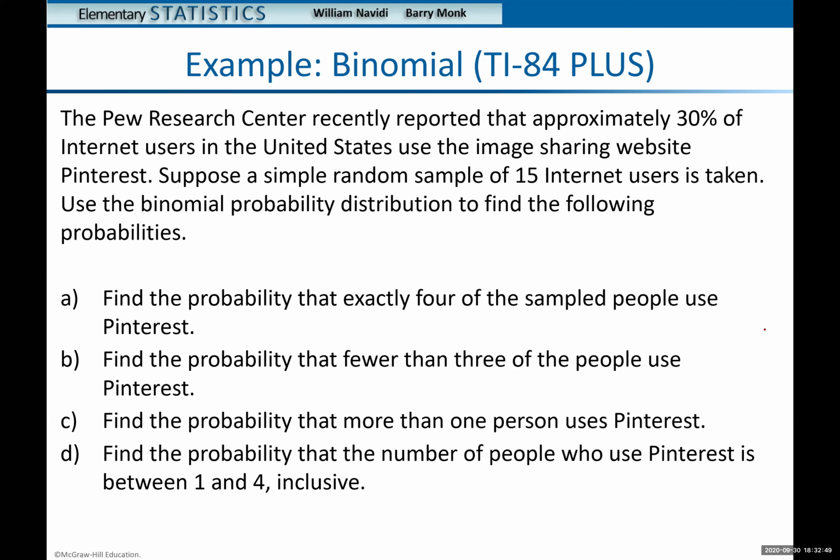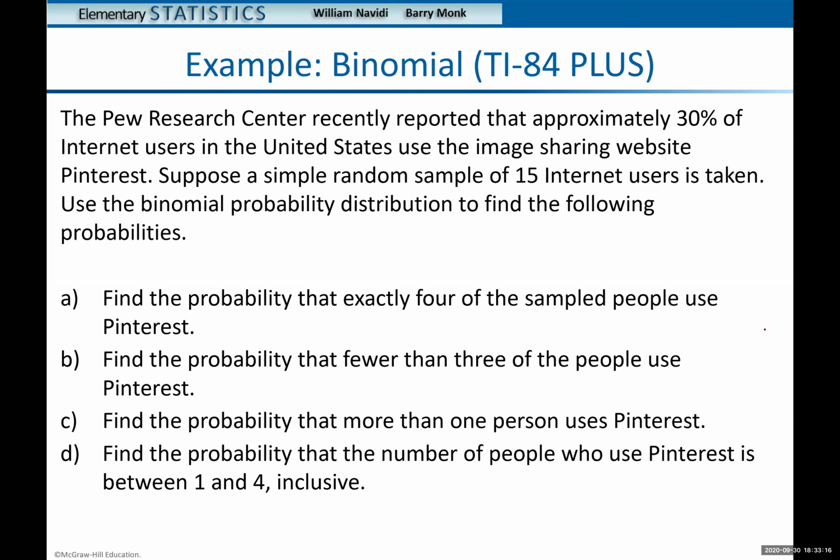Sure. The Pew Research Center recently reported that approximately 30% of internet users in the United States use the image sharing website Pinterest. Suppose a simple random sample of 15 internet users is taken. Use the binomial probability distribution to find the following probabilities. Do you need me to read A through D? All right, that's fine. Okay.